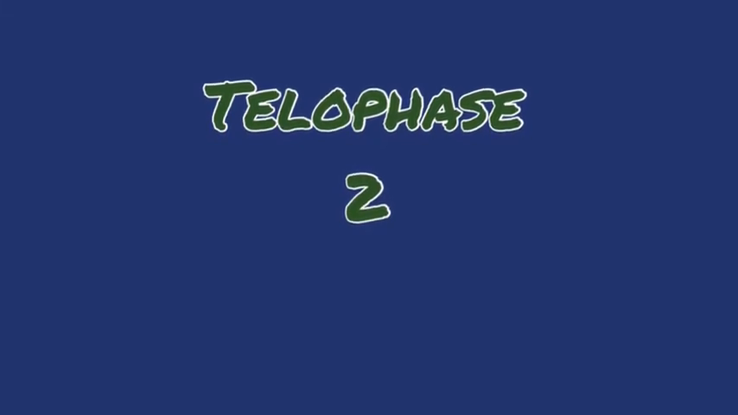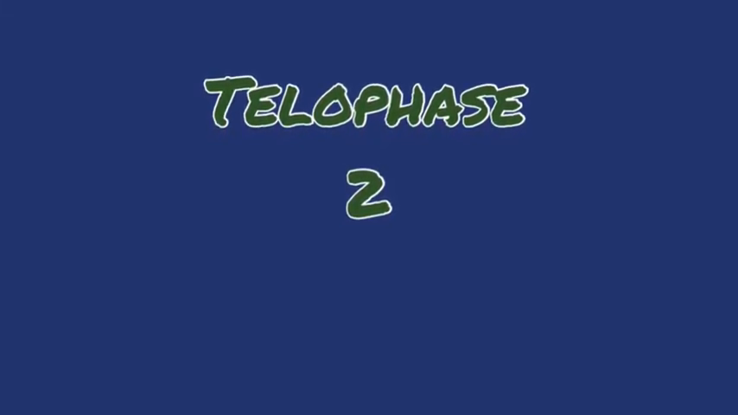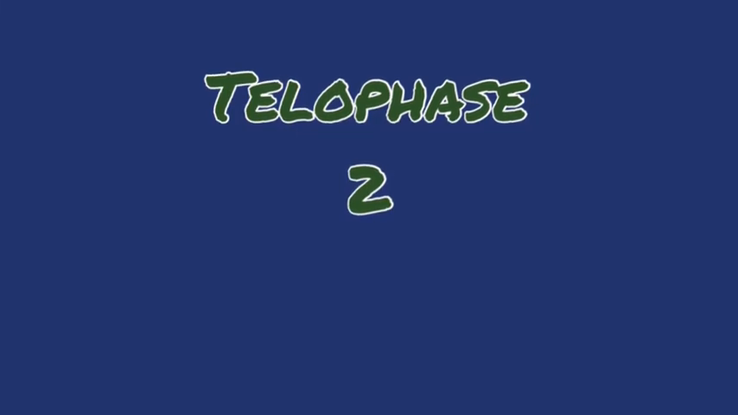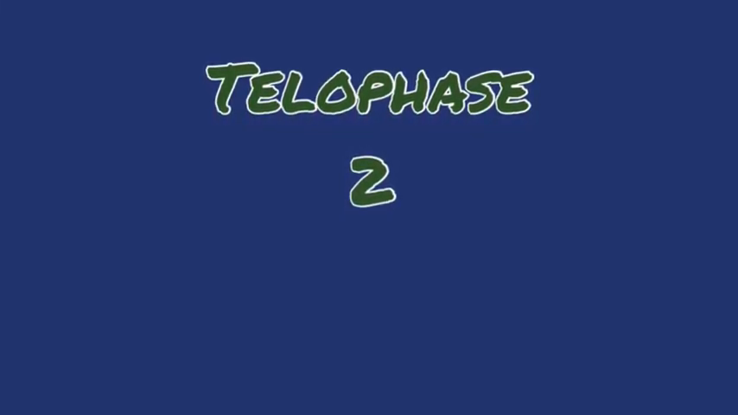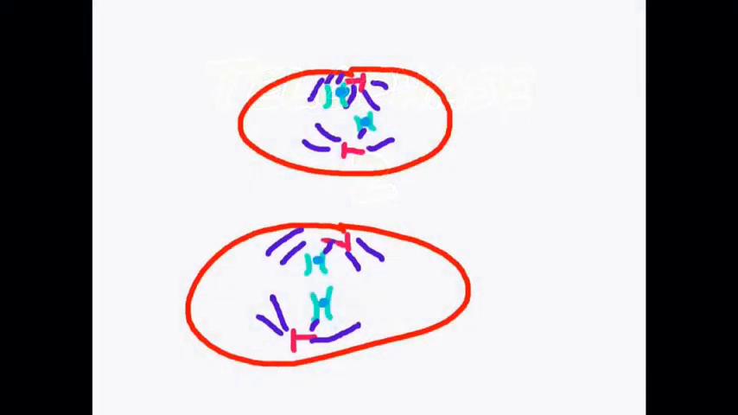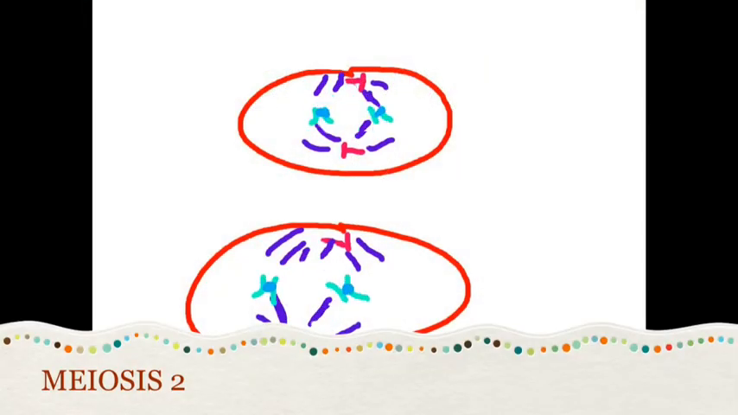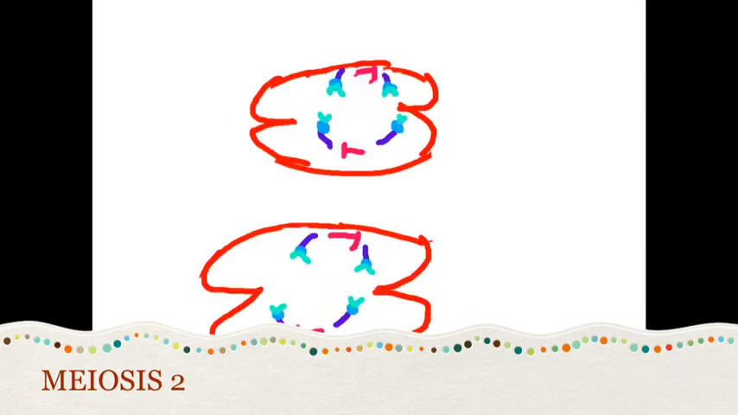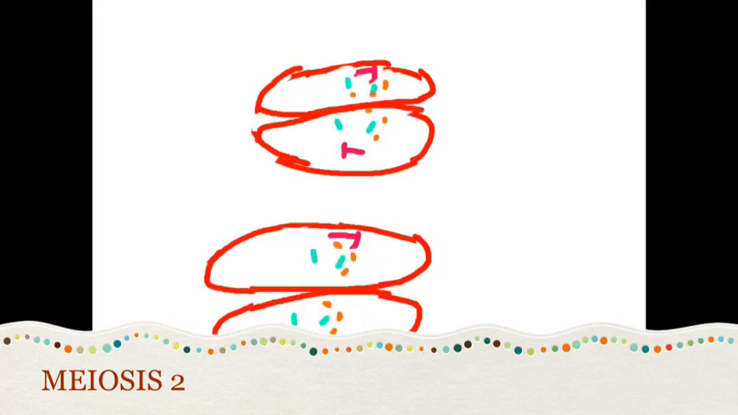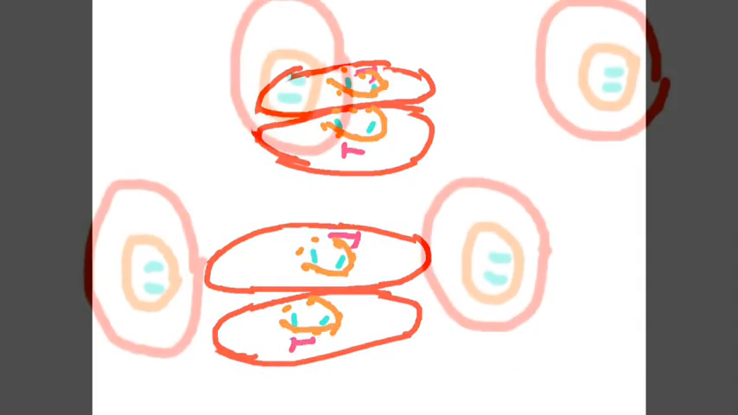The last phase of meiosis 2 is telophase 2. In this phase, the chromosomes arrive at the opposite sides of the cell. A nucleus forms around the sets of chromosomes, and the cytoplasm divides. At the end of telophase 2, there are 4 haploid cells.